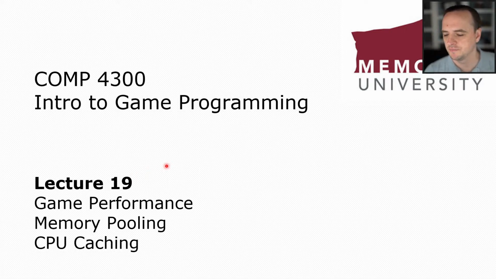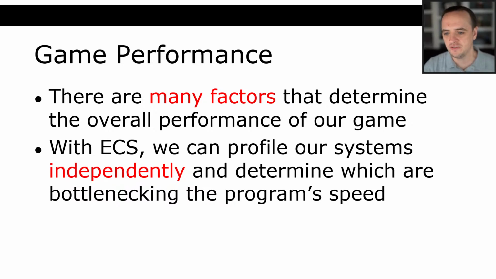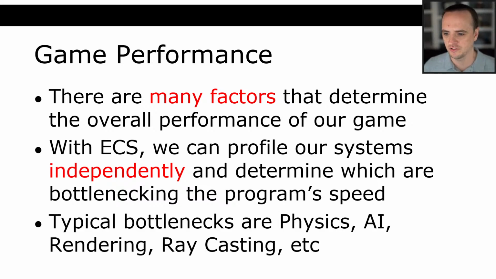So, lecture 19, game performance, memory pooling, and CPU caching. There are many different factors that go into the overall performance in our game. Actually, in the next lecture, I'm going to talk about benchmarking so we can see exactly where the bottlenecks in our game might be. With ECS, we can profile our systems independently and determine which are bottlenecking the program's speed. For example, our typical bottlenecks might be our physics system, our AI system, our rendering system, raycasting, whatever.